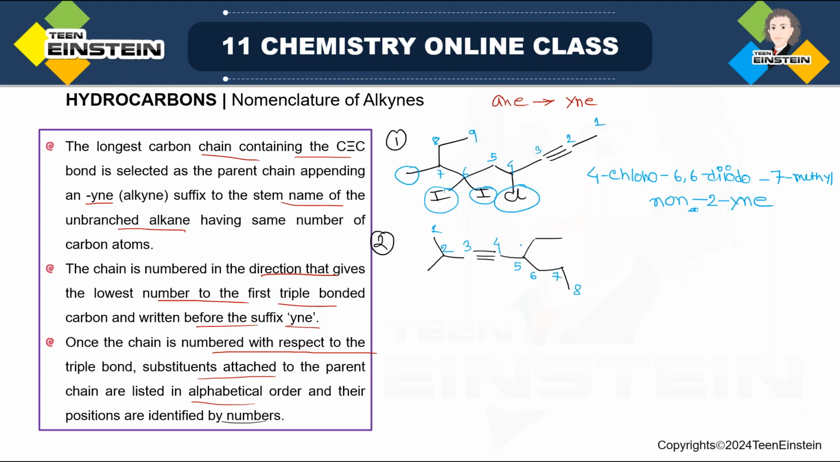Here at 5 position, we have ethyl substituent. At 2 position, we have methyl substituent. So 5-ethyl should be written first. Oct, because total 8 carbon in the longest chain. 3-yne. Fine.